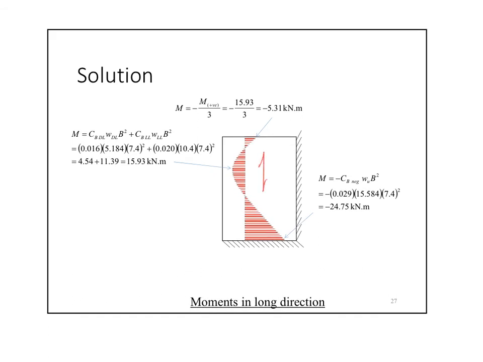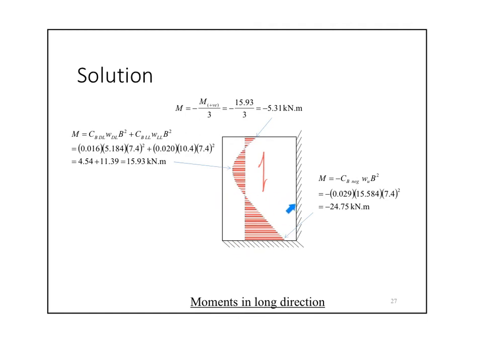So I have also three numbers. The first number is the negative moment number. Now everything becomes the B. So the B squared, CB negative, same W ultimate. This is the CB negative we just got from the table. This is B squared. I got 24 over here. Definitely much less than the short direction.